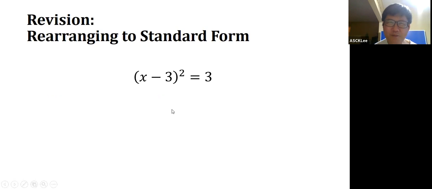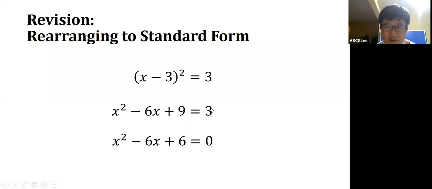The third one is a little bit difficult because this is not x squared. This is x minus 3 squared. So how do we manipulate this equation so that it becomes a standard form? We have a few more steps here. We expand x minus 3 squared to x squared minus 6x plus 9. After expanding it, we deduct 3 from both sides. So minus 9 minus 3 becomes 6, and the 3 here becomes 0.